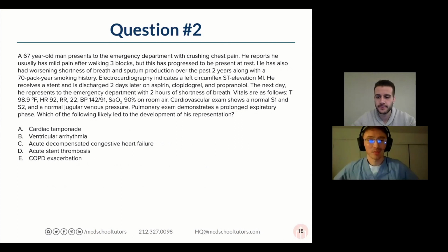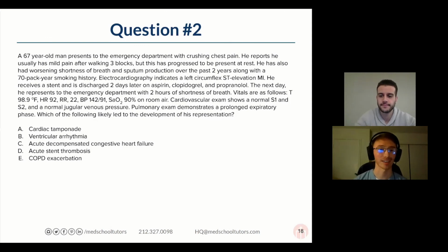So similarly to how I started, I tend to not look at answer choices. Mike had a really great tip where you can glance at them if you want and just gauge what the answer choices might be going for. I'm going to try to not look at these, which is a little bit hard. But I'll start with the last sentence. Which of the following likely led to the development of his representation?